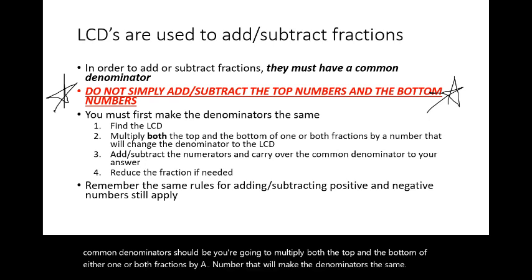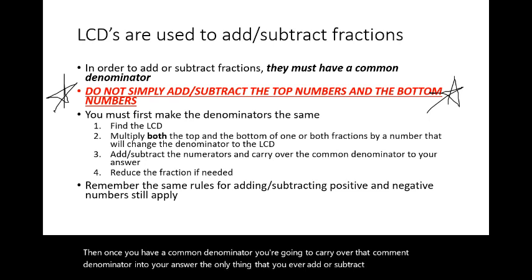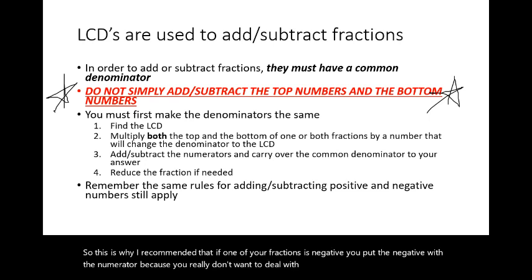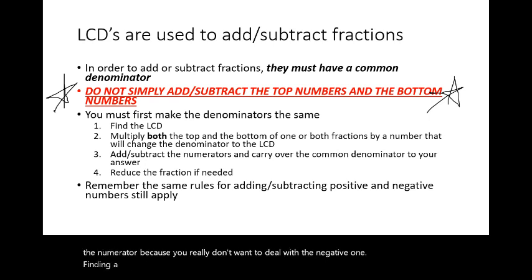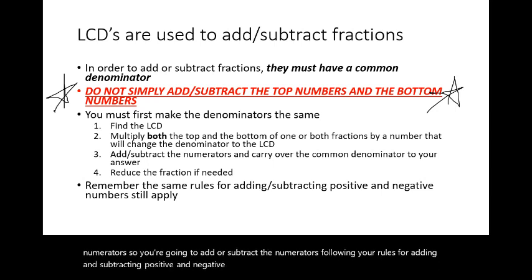Then, once you have a common denominator, you're going to carry over that common denominator into your answer. The only thing that you ever add or subtract are the numerators. So this is why I recommended that if one of your fractions is negative, you put the negative with the numerator, because you really don't want to deal with the negative when finding a common denominator, and the only things that get added or subtracted are the numerators. So you're going to add or subtract the numerators, following your rules for adding and subtracting positive and negative numbers if applicable.